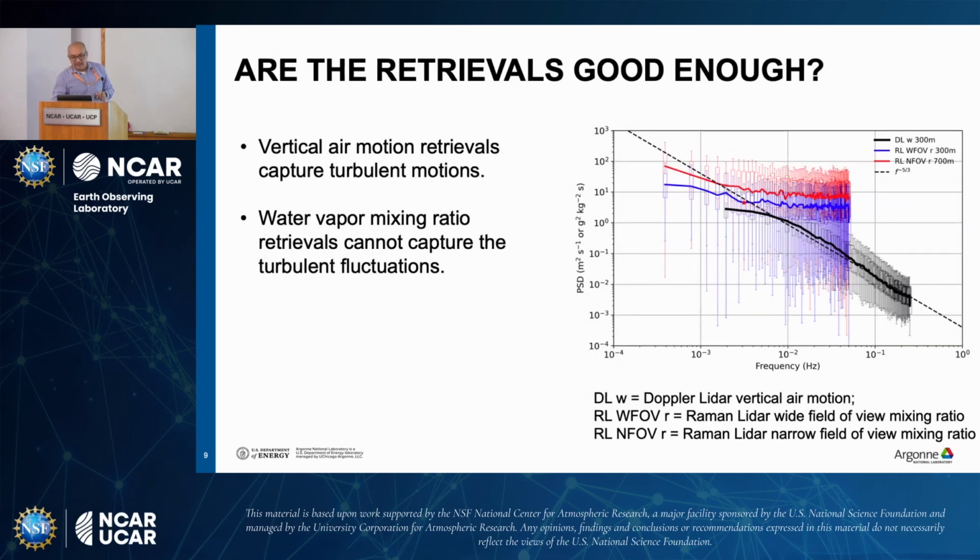All right. So, are the retrievals good enough? That's the question I have. A lot of people start doing retrievals and say, okay, this is good, and run with it. We had to make sure the retrievals are good enough to answer the science questions, because right now we are looking at turbulent fluctuations of mixing ratio and vertical velocity. These are hard measurements, hard retrievals to do.